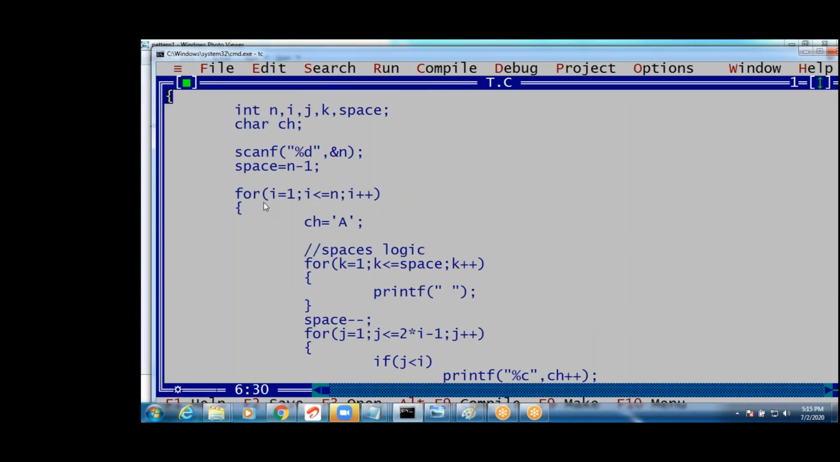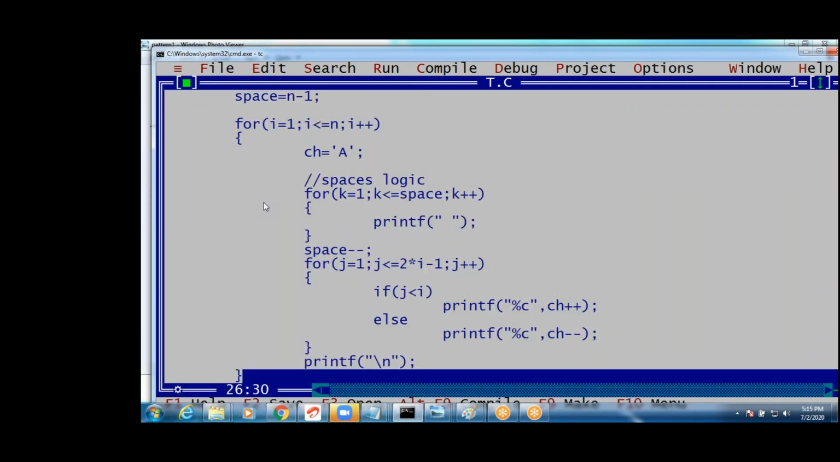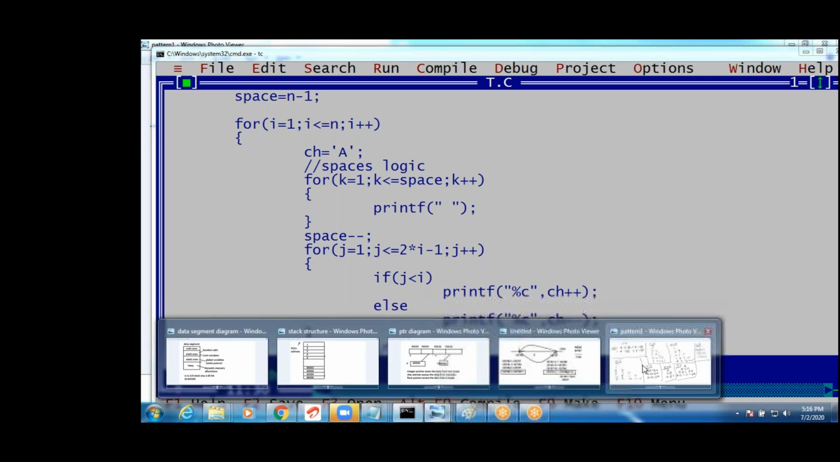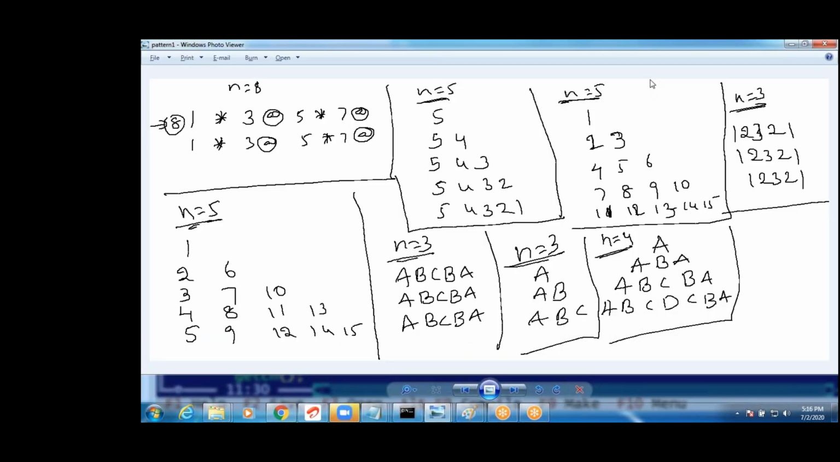Same pattern. I did not change anything. Just ch equals to 'a' I have written. In that logic only I changed what character I have taken: ch plus plus and ch minus minus I have written. Oft times incremented, oft times decremented. Same pattern, guys. This is the same pyramid pattern only. A B A, A B C. Oft times it is incrementing, oft times it is decrementing.